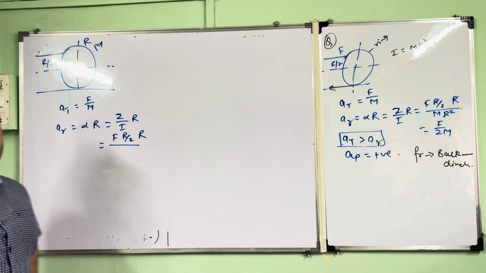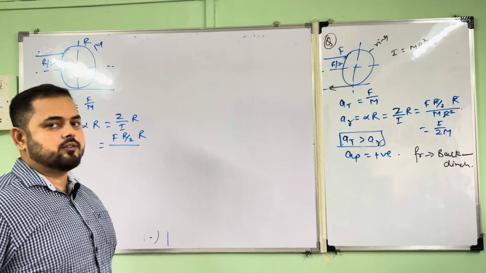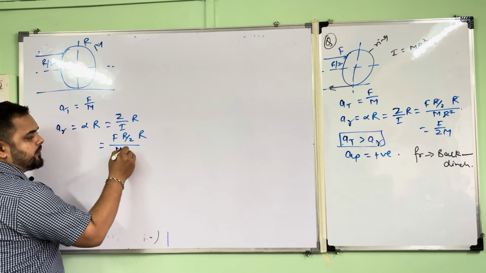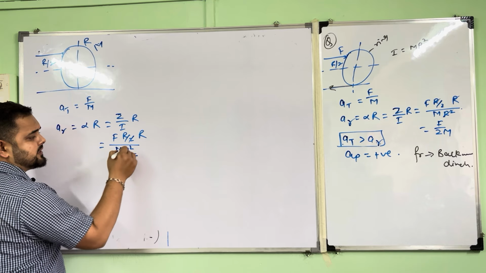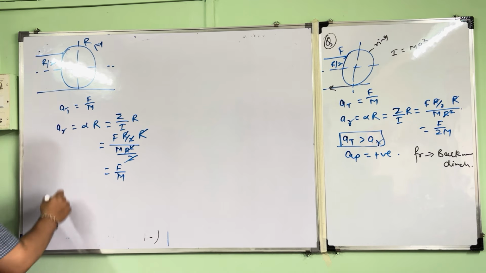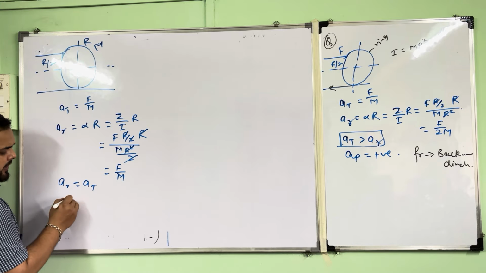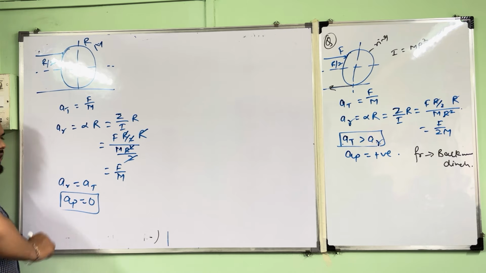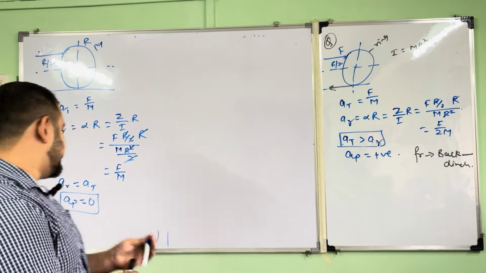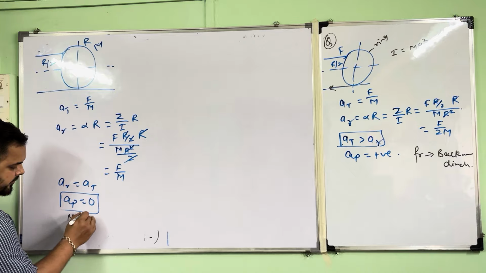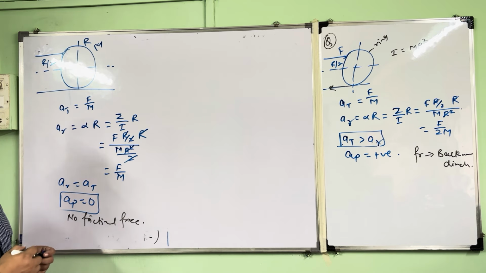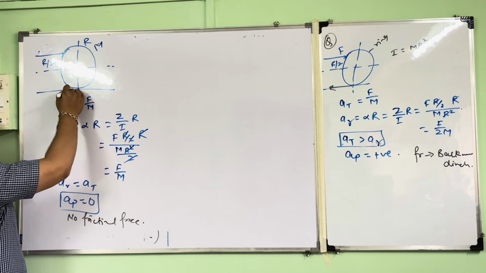What is I? I is moment of inertia. And what is the moment of inertia for the disk? That is mr square by 2. So it is m r square divided by 2. So 2 cancels out, and r square cancels out. So it is F by m. So we can say AR is equal to AT. That means AP will be 0. So no relative acceleration of the point P, so there will be no frictional force. Very simple. So it is no frictional force at point P.